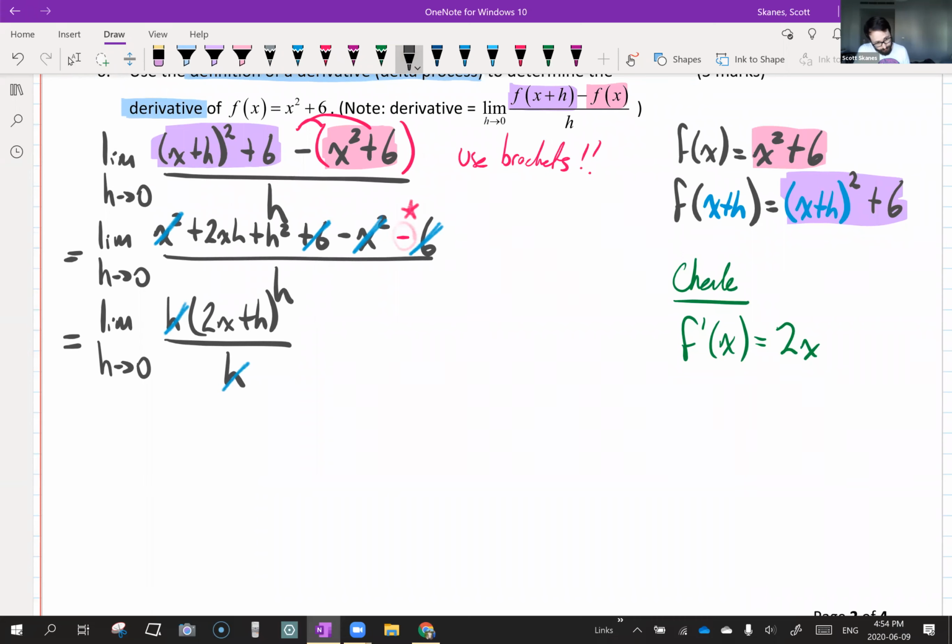Hello, limit. So the limit as h approaches 0 of 2x plus h. And now I'm going to do my direct substitution, which will bring the h to 0. There's nothing wrong with it. I'm not dividing by 0 or anything. So this becomes 2x plus 0, and I get exactly what I thought I was going to get, which is 2x.